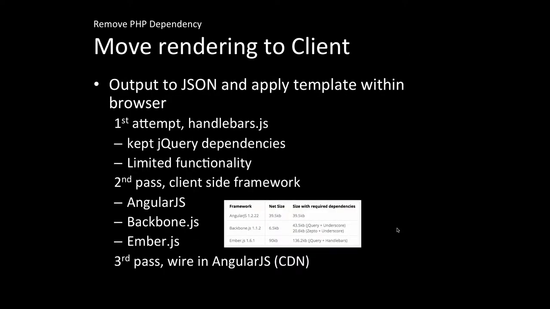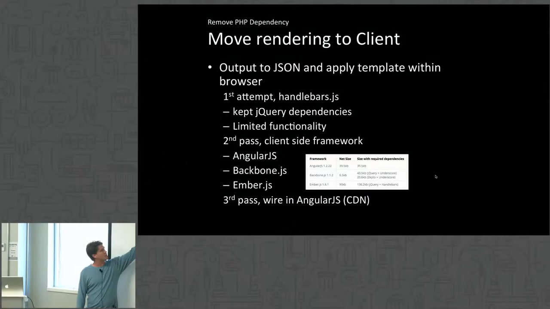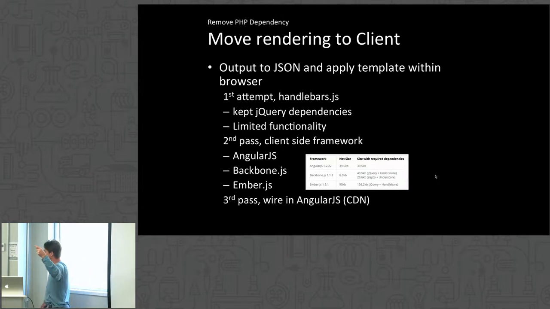So next thing, I wanted to remove the database dependency. Why? Because databases are expensive. And the particular data set that I had here was the type of thing that worked very well on a CDN. It worked very well out of a database too. The data is important, so output it to JSON and then apply the template within the browser. My first attempt was Handlebars JS. It worked, super powerful, cool. I used it because I used it 5 years ago, and it was comfortable.